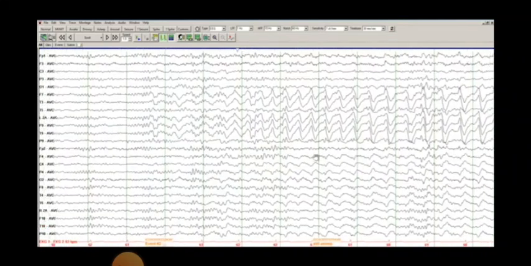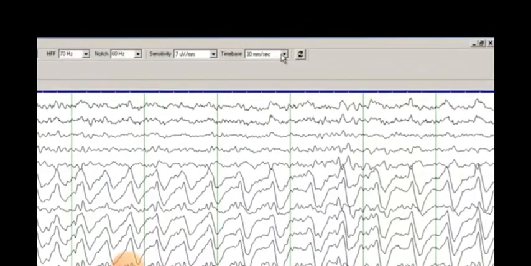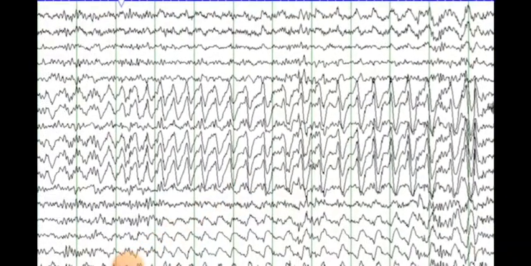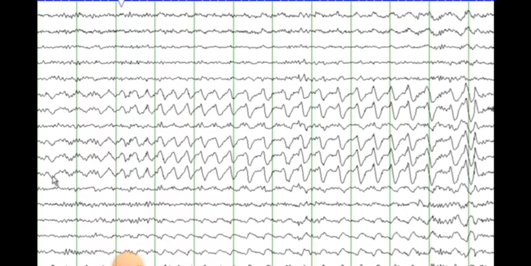Okay, now going back here, what you can do to get a better picture of this whole seizure is change the time base. So from 30 millimeters per second, you can go to 15 millimeters per second, and then cut down the gain. Cut down the gain means change the amplitude, reduce the amplitude. What you see here, this in itself is an electrographic seizure that has started right here.